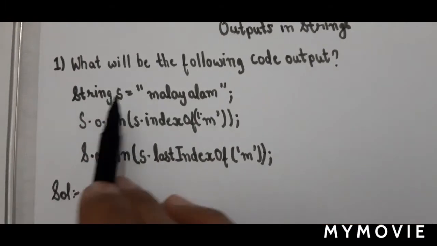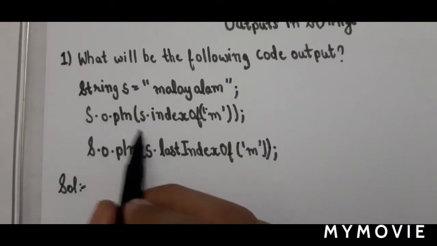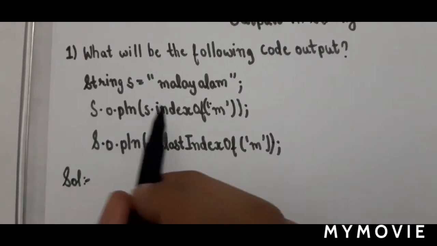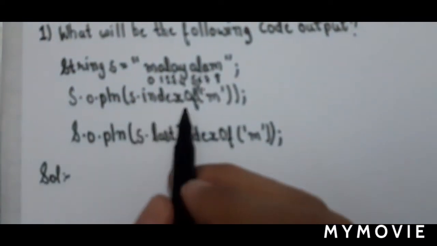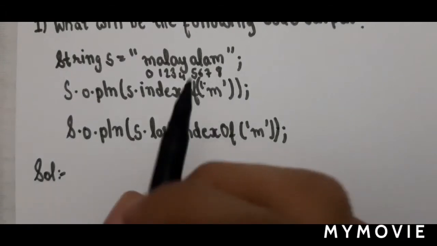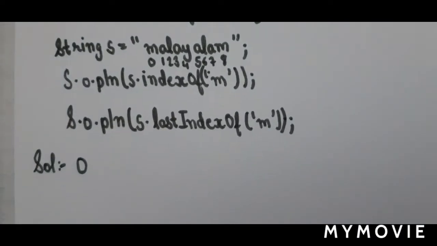String s is equal to "Malayalam". We want to print System.out.println(s.indexOf("m")). Let's count from 0, 1, 2, 3, 4, 5, 6, 7 and 8. I told you indexOf means we should take the first letter m. In which position is it? 0. So we should print 0.